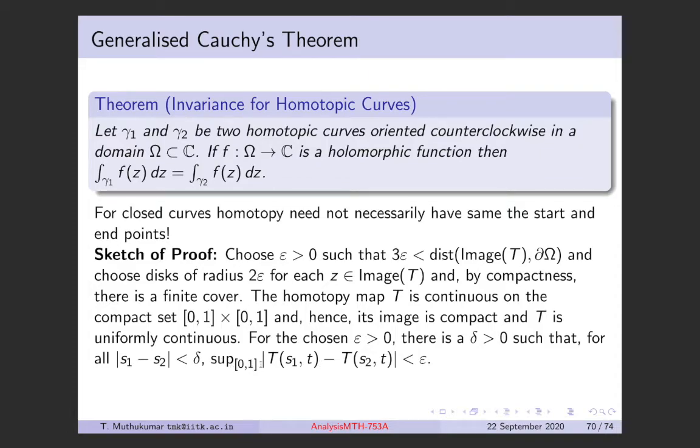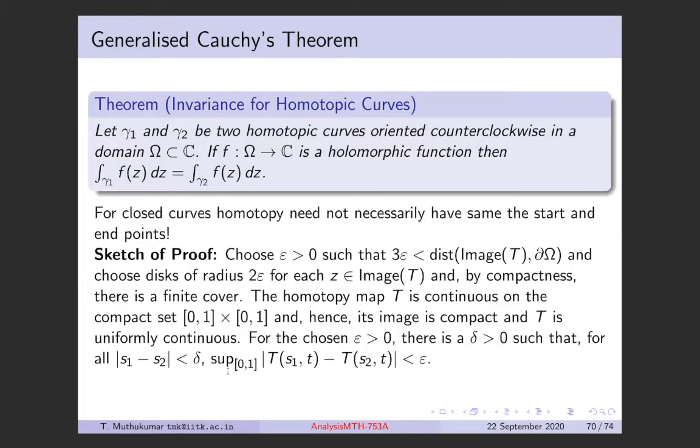It's independent of both S and T, right? So the choice of this delta does not depend on S and T. That's what uniform continuity gives: for every epsilon, you can choose a delta, and the same delta will work for all S and T here. So you have this inequality here from the uniform continuity of T.